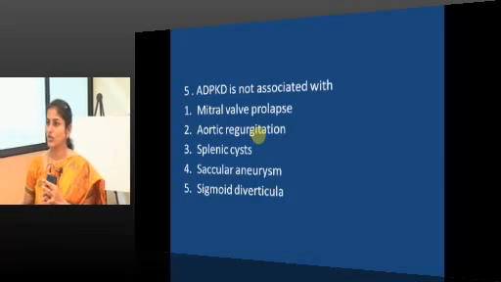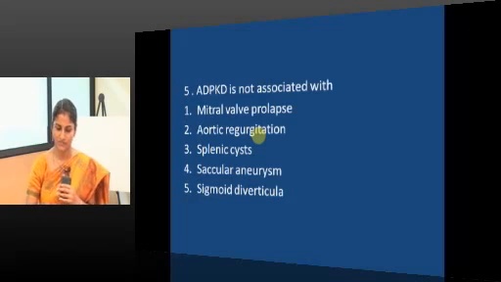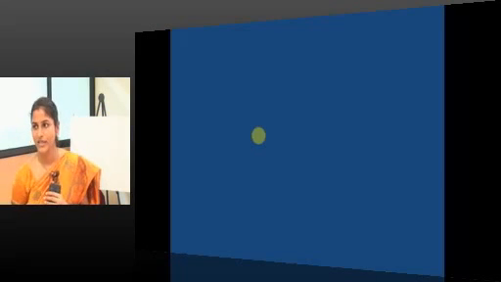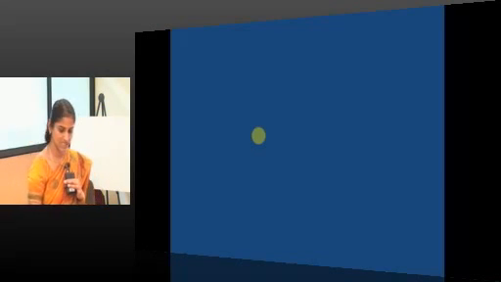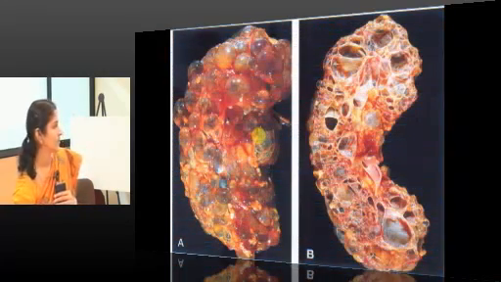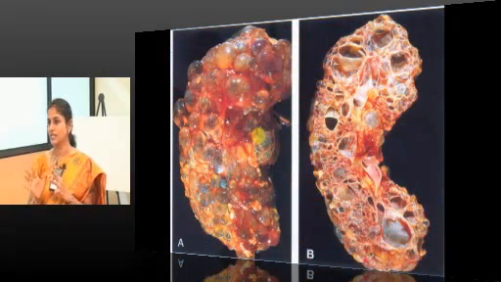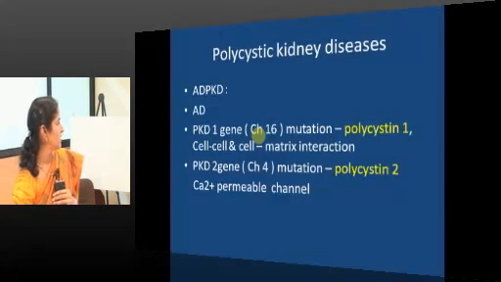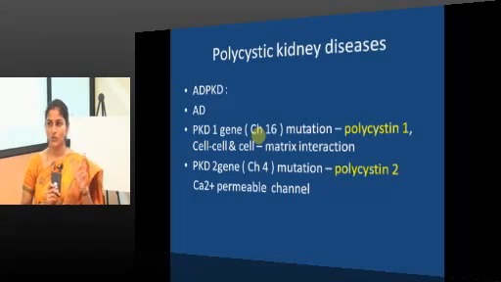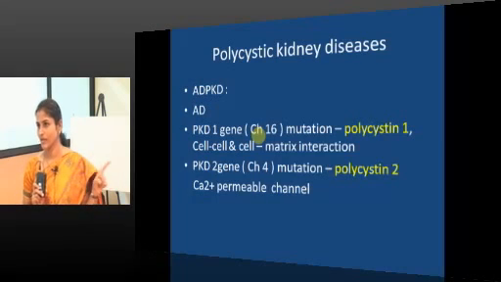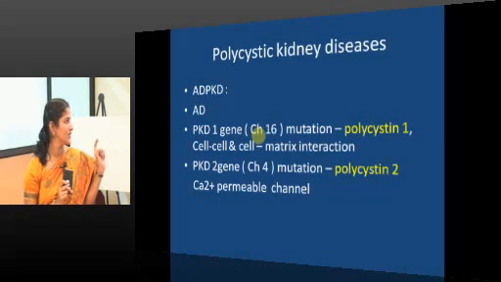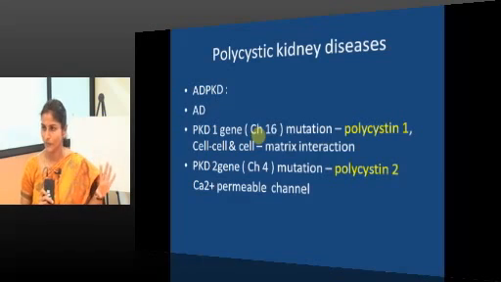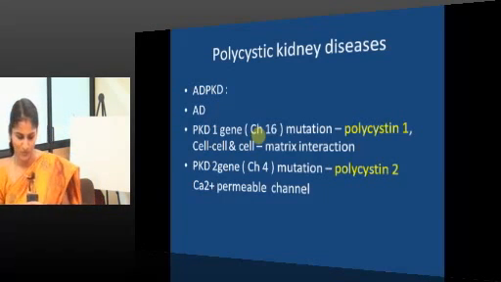Yeah. ADPKD is autosomal dominant adult polycystic kidney disease, where the kidneys will be studded with multiple cysts evenly placed in the cortex and in the medulla. The PKD1 gene locus is chromosome 16, where the gene product is polycystin 1, and the PKD2 gene locus is chromosome 4, and the product is polycystin 2.